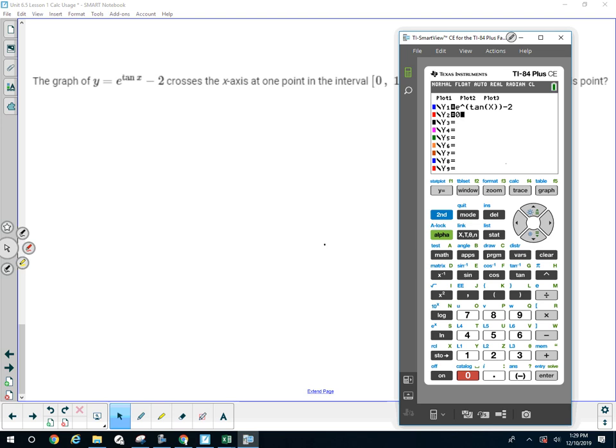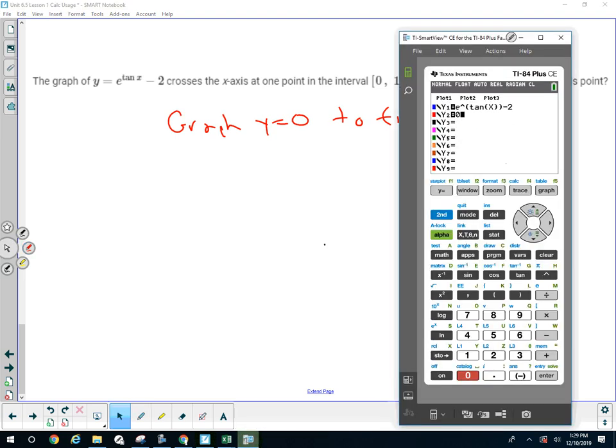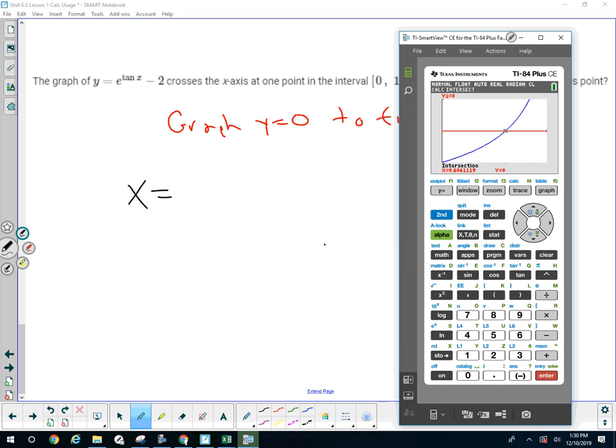Graphing y equals 0 to find zeros, I think, is more efficient than using second calculate 0. We'll go back and talk about finding maxes and mins as well, but you will need to either understand this left bound, right bound stuff, or figure out how to find the zeros.